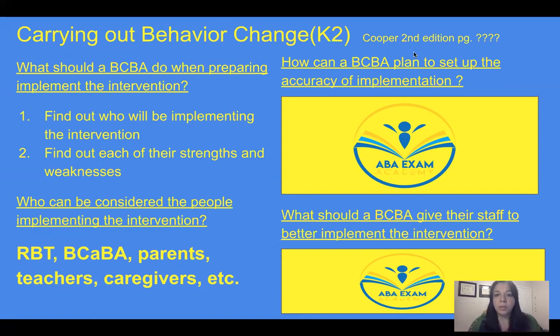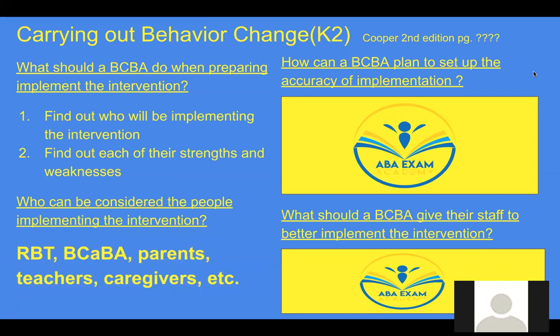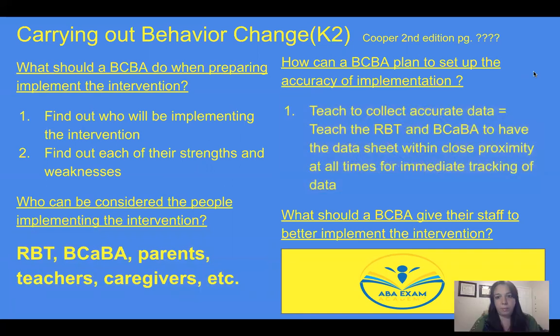All right, with that we have, how can a BCBA plan to set up the accuracy of implementation? Does anybody have an idea? By taking data? Okay. Graph? This is a very open-ended question. So yeah, it has a lot of choices, but I just wanted to focus on K2. But yes, by conducting training, some kind of training? Yes. Perfect.